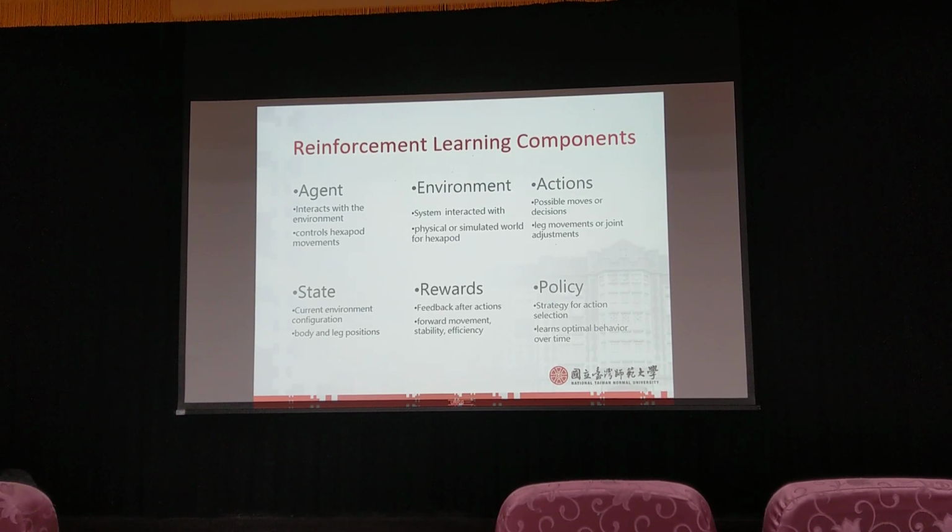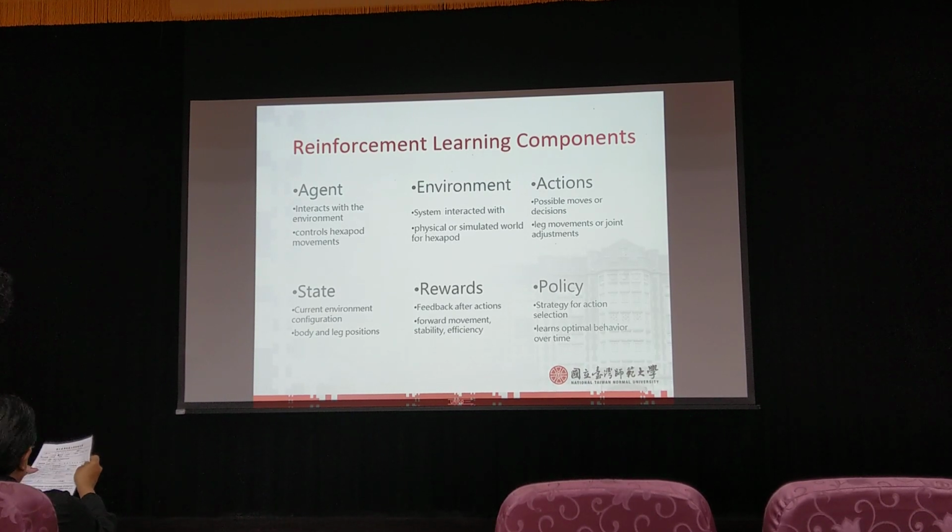And the state is the current environment configuration. So in the hexapod simulation, the state is the body and the leg position. The reward is the feedback after actions. For my hexapod, I make a reward for forward movement, stability, and efficiency. And the policy is the strategy for action selection. So the hexapod policy is learned optimal behavior over time.